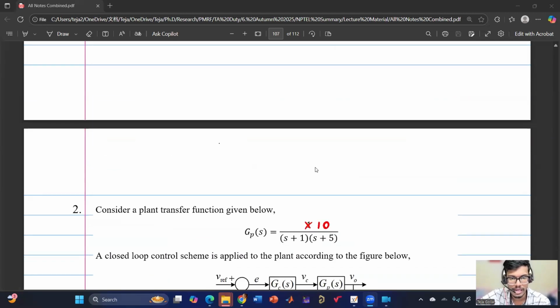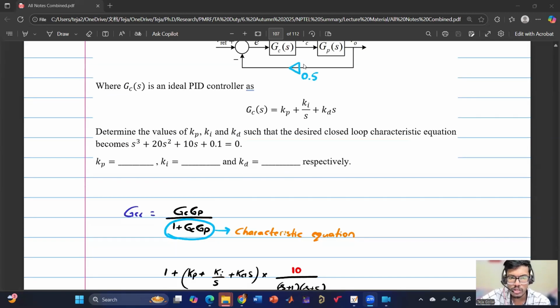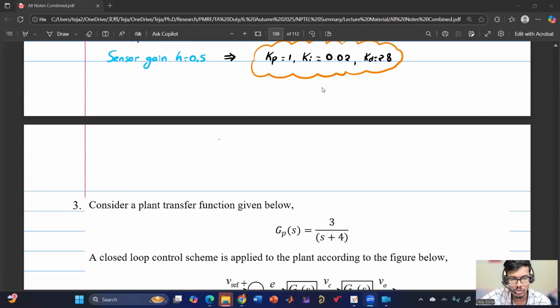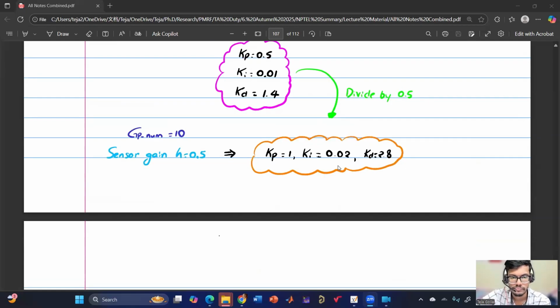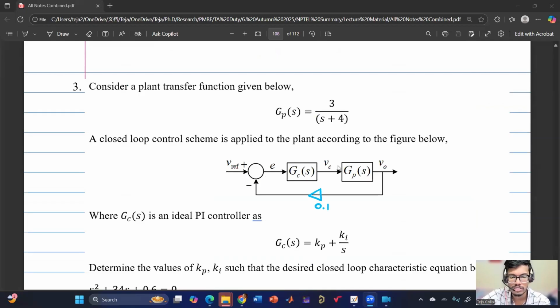Now if I incorporate an additional sensor gain of 0.5, so basically we are multiplying by 0.5, so we need to divide by 0.5. So from here we have to divide by 0.5 to get the final gains. So this is just to give you the idea about how the gains in the loop bandwidth are affecting the KP, KI, KD values. In the next problem, we have considered one PI controller, and we have solved for the PI gains.